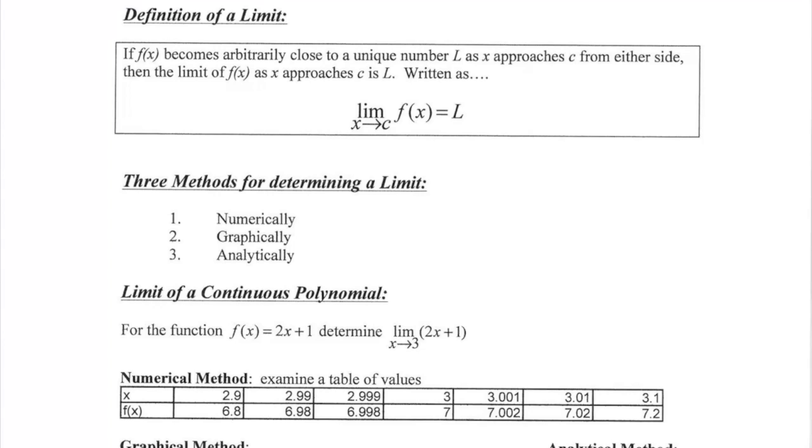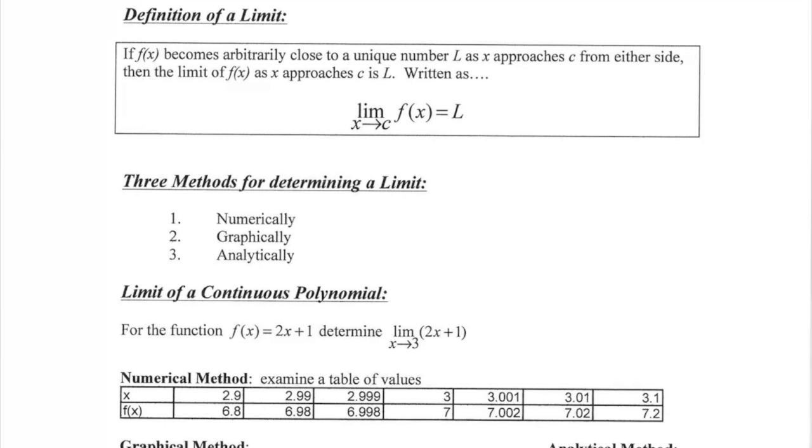To review the definition of a limit, we can see that if f of x becomes arbitrarily close to a unique number L as x approaches c from either side, then the limit of f of x as x approaches c is L. All that can be written with this notation seen here. We are going to cover three methods for determining a limit: numerically, graphically, and analytically.